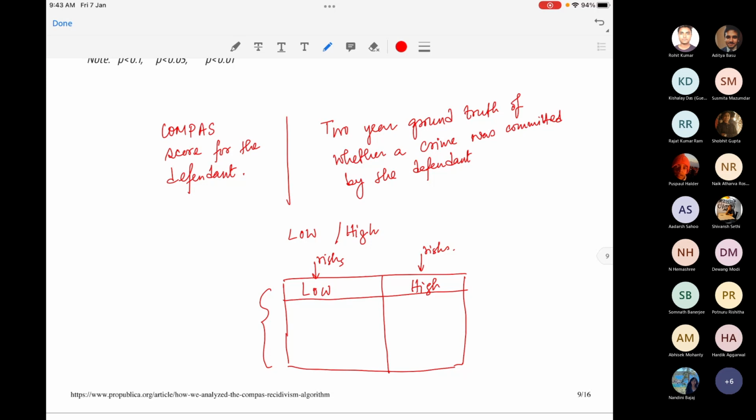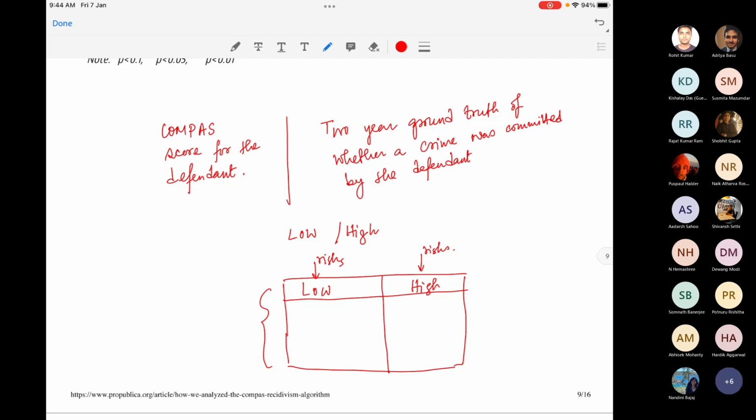How much does the COMPAS score tally with the future risk of recidivism, right? Yes, sir. This is what you are trying to map. How much does the COMPAS score tally? COMPAS has given some score to somebody and you want to see if the person is given a high score, then this person has what?